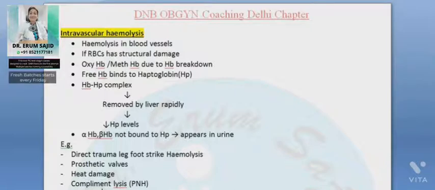So now, intravascular hemolysis and extravascular hemolysis. In intravascular hemolysis, the hemolysis is taking place inside the blood vessels. Usually it happens when there is either an RBC structural damage, or definitely of course autoimmune antibodies are circulating, or infectious agents are circulating inside the blood vessels, as a result of which the hemoglobin breaks down. When the hemoglobin breaks down, there are so many things which happen.